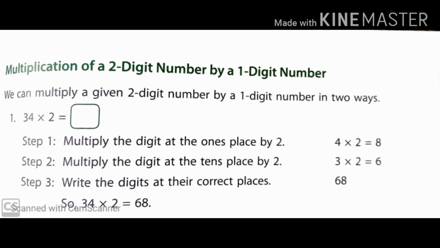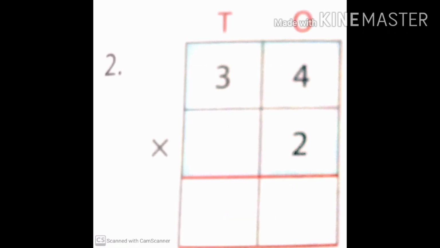That means first we will multiply 4 into 2, we get 8. Then we will multiply the digit at the tens place by 2. That means 3 into 2, we get 6. Step 3 is write the digits at their correct places. So we will write 6 in the tens place and 8 in the ones place. So by multiplying 34 into 2, we get 68 in a horizontal method. Now we will see the vertical multiplication method.